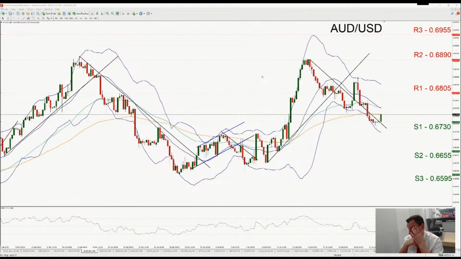On the other hand, should the bears regain control over the pair, we may see it breaking the 0.6730 and practically start aiming for the 0.6655.